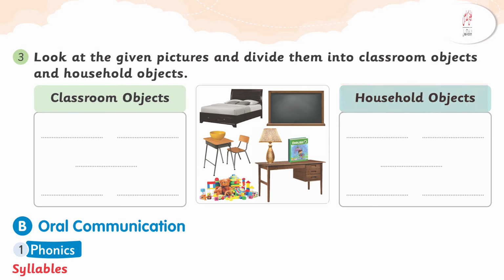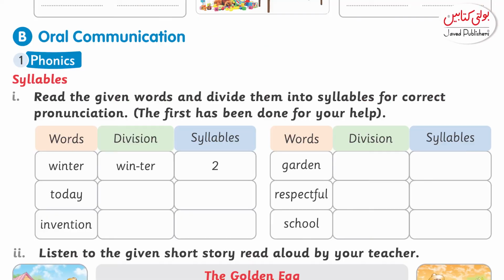Bed, lamp, toys, bowl and a table. The next question is about oral communication. Read the given words and divide them into syllables for correct pronunciation.